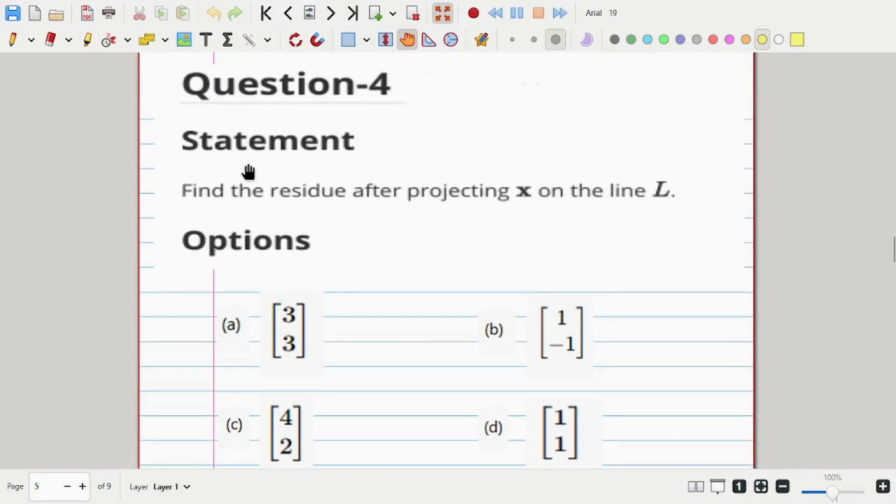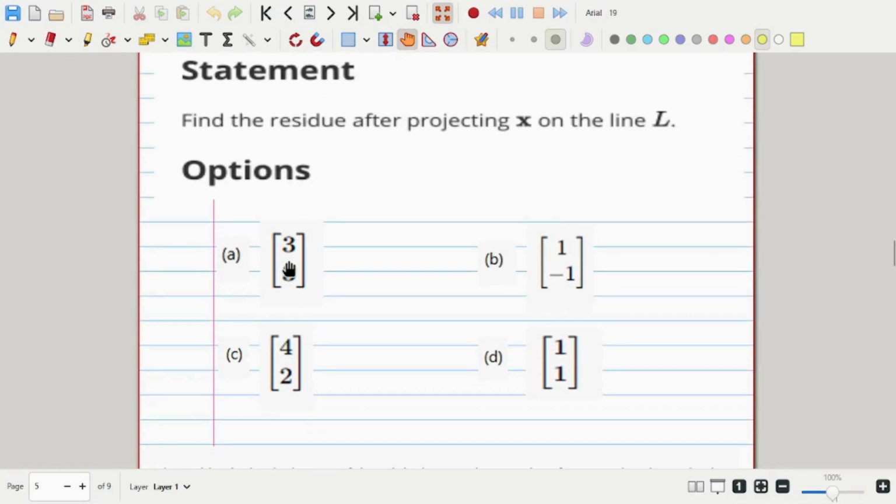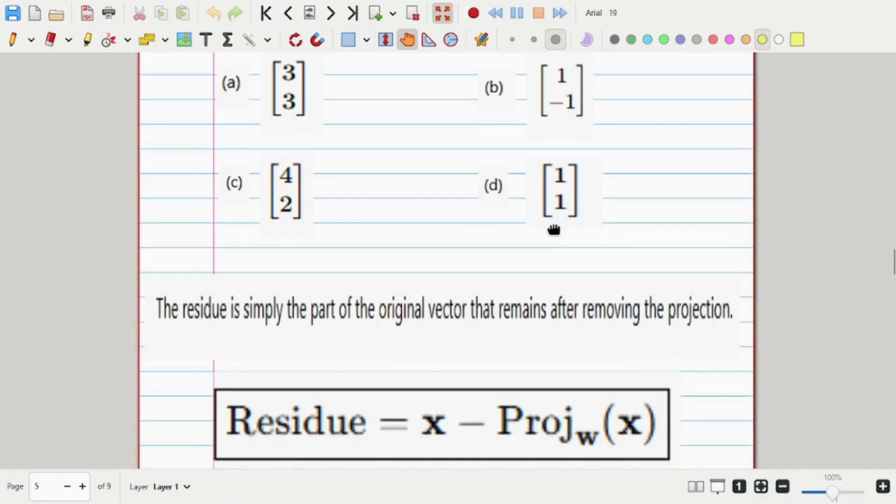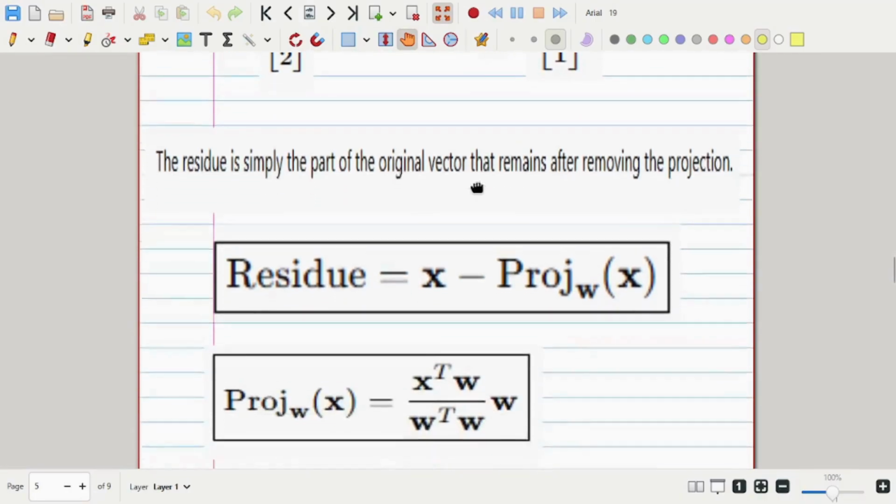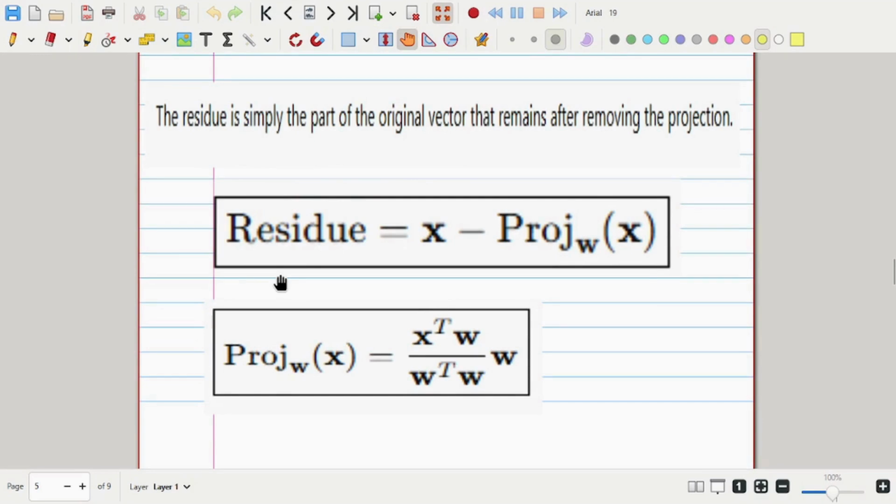Question 4. Statement: find the residue after projecting x on the line L. Options are A. column vector with entries 3 and 3, B. column vector with entries 1 and -1, C. column vector with entries 4 and 2, D. column vector with entries 1 and 1. Residue is simply the part of the original vector that remains after removing the projection, and it is calculated by the formula: residue is equal to x minus the projection of x onto W.